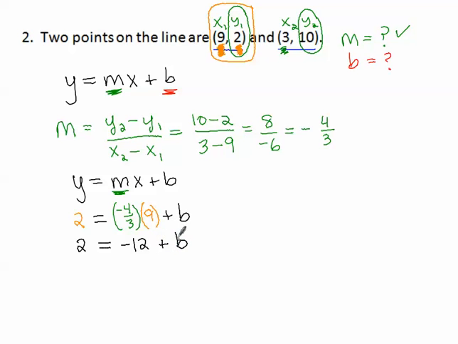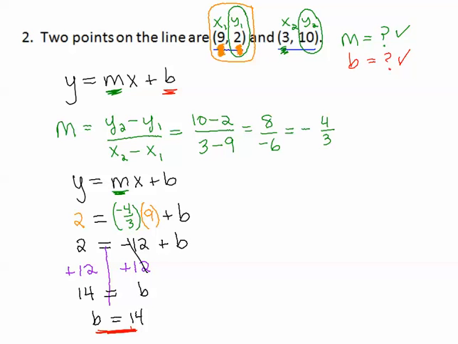And now we need to get b by itself. So we're going to solve this equation for b. This is minus 12, so we will add 12 to both sides. And we get 14 equals, these cancel out, and b is left over. So b is 14. Now we have our b that we can plug into our equation.